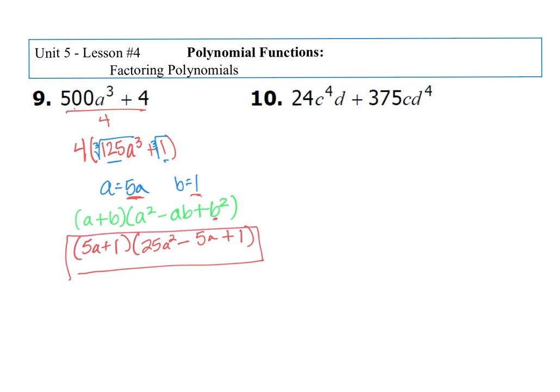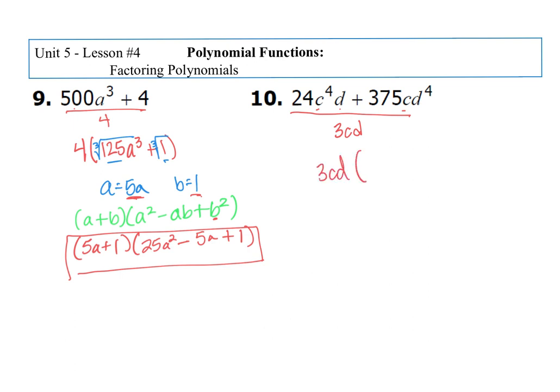Okay, and then number 10, we have 24c to the 4th d plus 375c d to the 4th. And I'm looking at this, I don't recognize any perfect cubes yet, so I've got to think, what's the biggest number and how many variables do they have in common? So I'm looking at 24 and 375, and the biggest number that goes into 24 and 375 is 3. And then they both have c's. We have 4 c's and 1 c, we can take out 1 c. We have 1 d and 4 d's, we can take out 1 d. So 3cd is a GCF. We're going to divide that out of each term first.